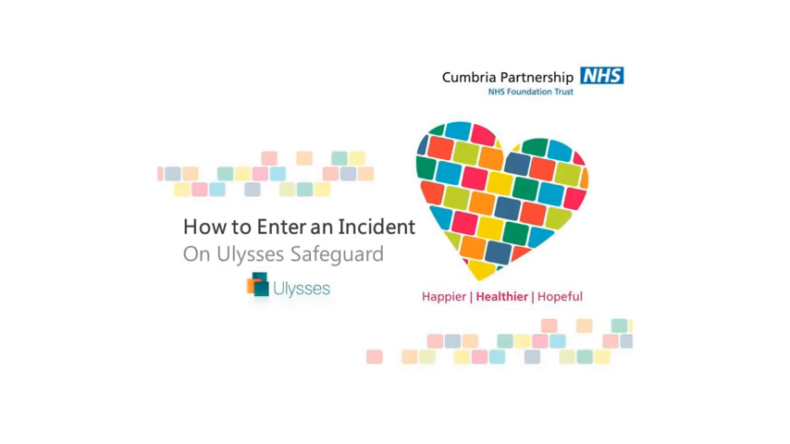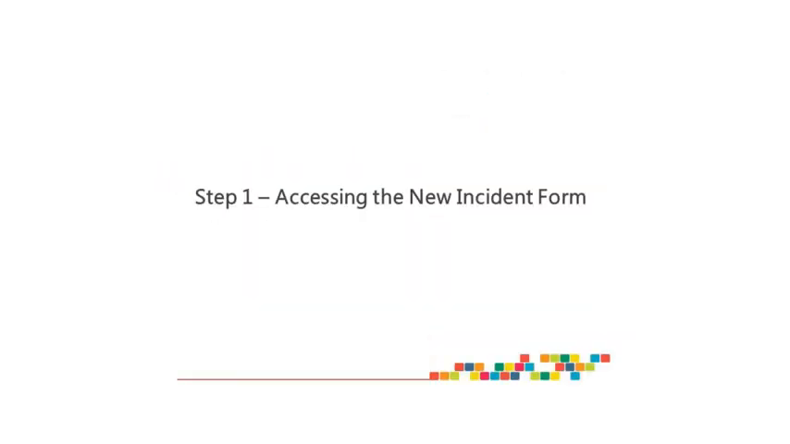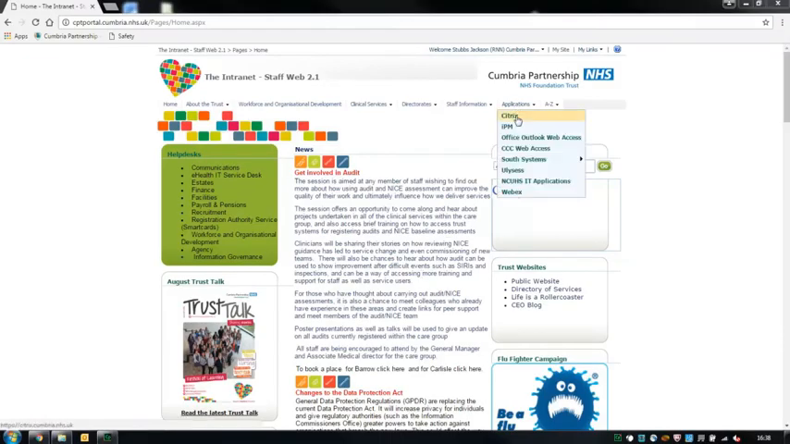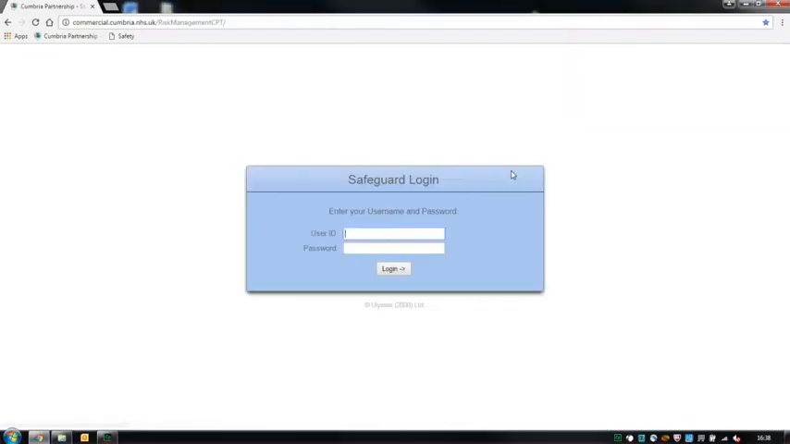This video will give you an overview of how to report and submit an incident using Ulysses Safeguard. On the Internet homepage, click the Applications drop-down list and select Ulysses. Use the same username and password that you would use to access your PC and email.